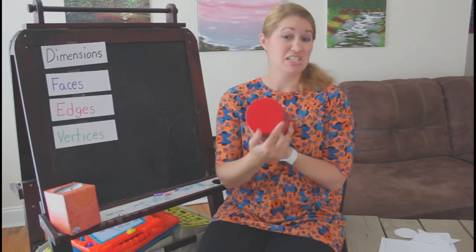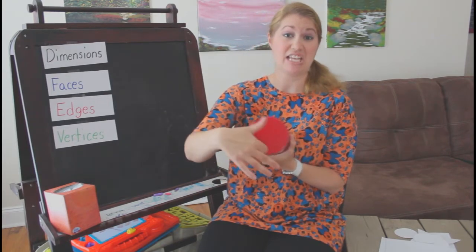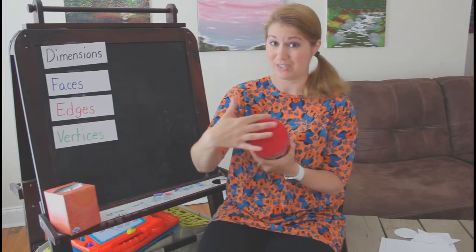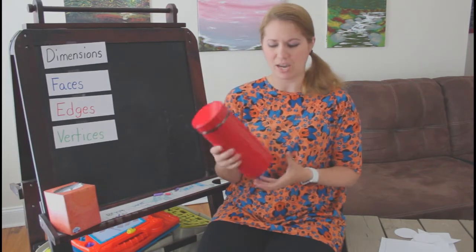It also does not have edges and it does not have a vertex. So this is a unique shape. What is this one called?